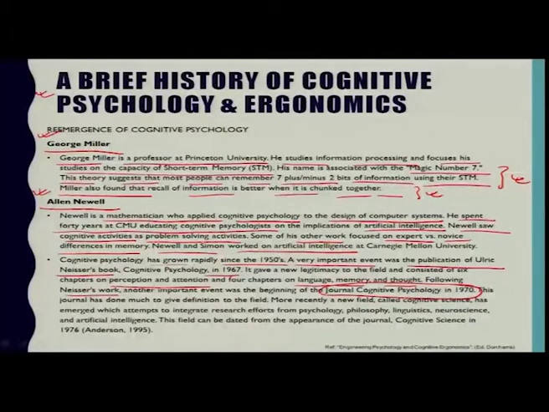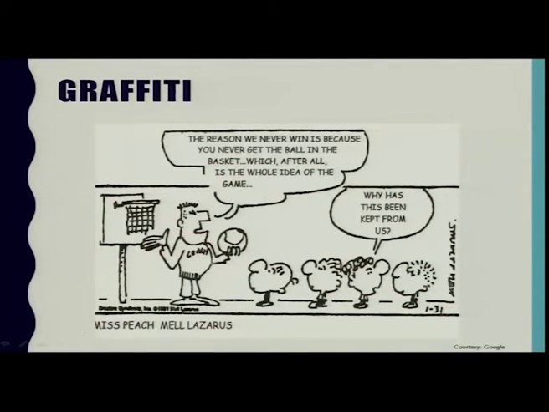More recently, a new field called cognitive science has emerged, which attempts to integrate research efforts from psychology, philosophy, linguistics, neuroscience and artificial intelligence. This field can be dated from the appearance of the journal Cognitive Science in 1976. So, cognitive science is now receiving proper attention from various researchers. There is a graph I am giving you to read and enjoy.